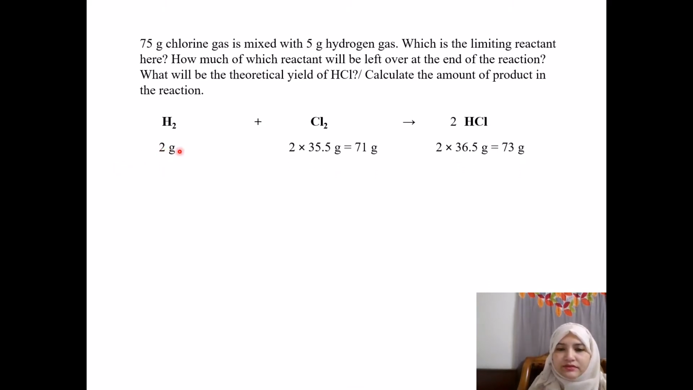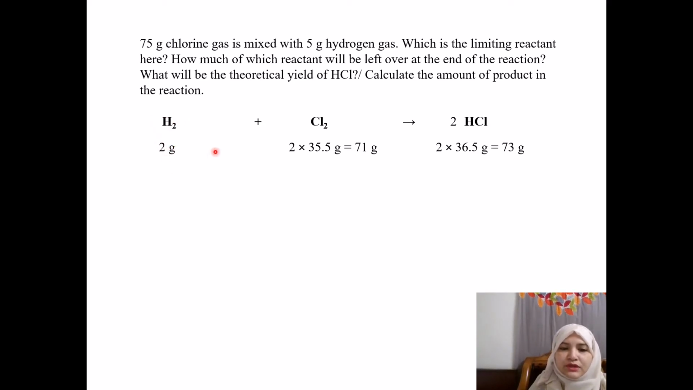This is right below here. 2 gram hydrogen, chlorine 2 into 35.5, the atomic mass of chlorine, which is 71 gram, and then 73 gram HCl. And now we have to calculate how much hydrogen. We apply here the gram to gram conversion method. That's why we use the gram amount.